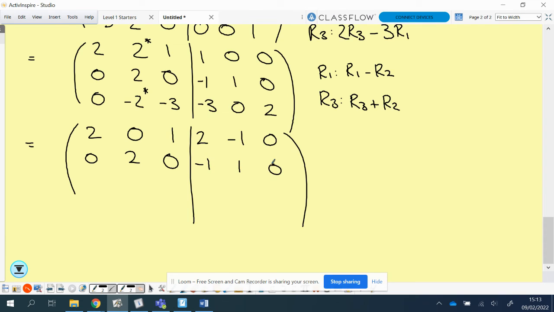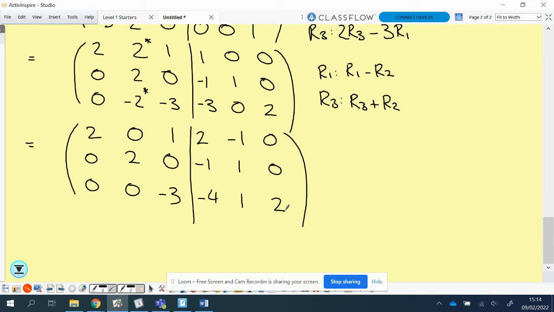Okay, now I'm doing row 3 plus row 2, so 0 plus 0 is 0, negative 2 plus 2 is 0, negative 3 plus 0 is still negative 3. And here, negative 3 plus negative 1 is negative 4, 0 plus 1 is 1, 2 plus 0 is 2. Okay, so I've now got that there.